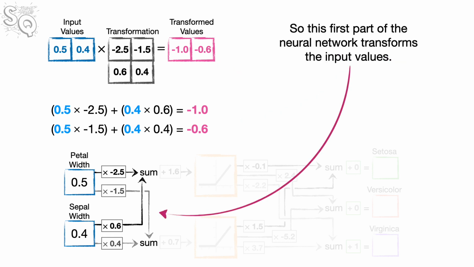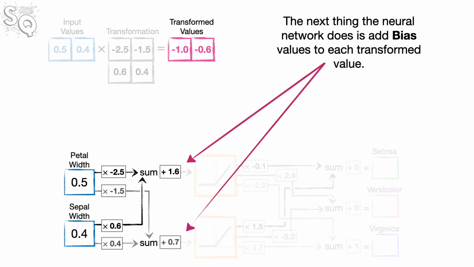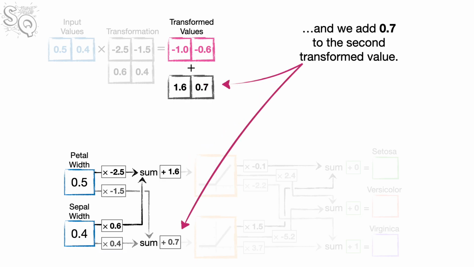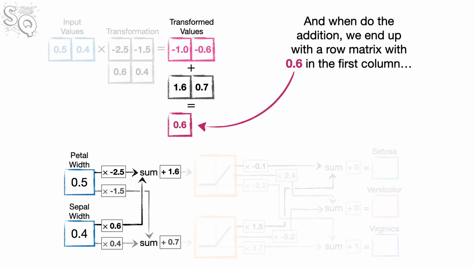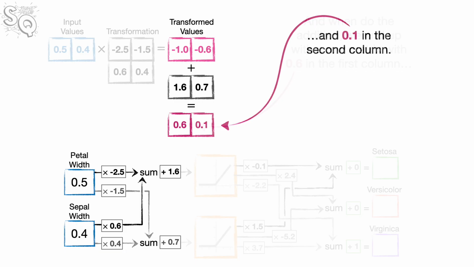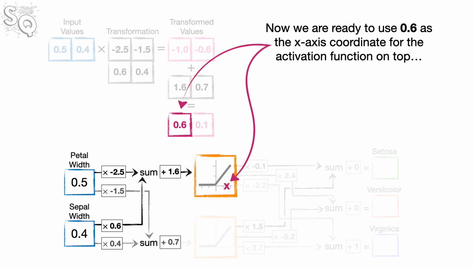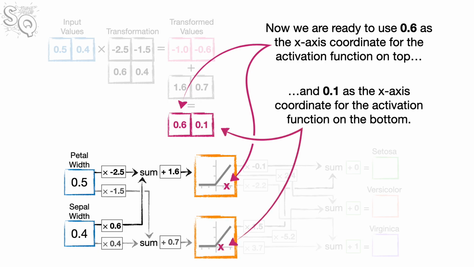So this first part of the neural network transforms the input values. The next thing the neural network does is add bias values to each transformed value. So that means we add 1.6 to the first transformed value, and we add 0.7 to the second transformed value. And when we do the addition, we end up with a row matrix with 0.6 in the first column and 0.1 in the second column. Now we are ready to use 0.6 as the x-axis coordinate for the activation function on top, and 0.1 as the x-axis coordinate for the activation function on the bottom.